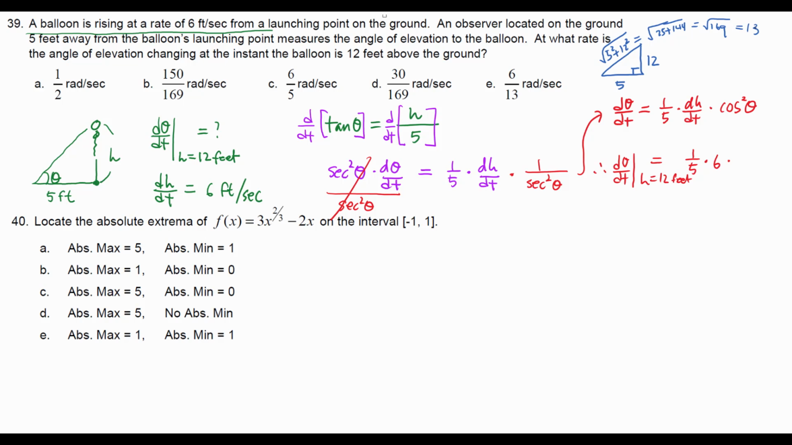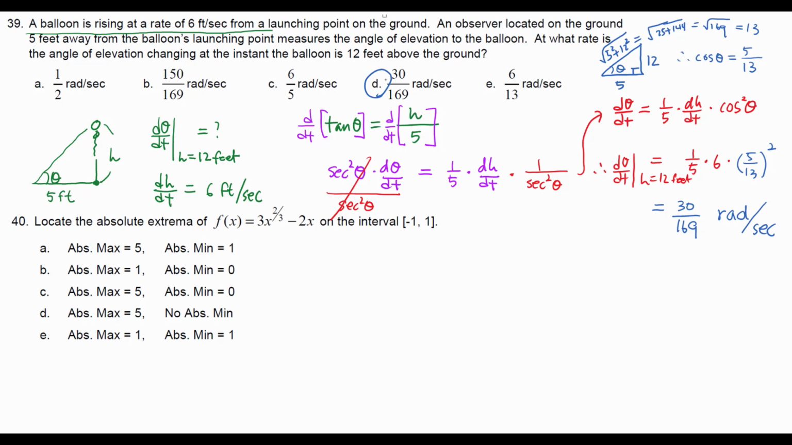So cosine theta then is, this is where the theta was, adjacent over hypotenuse. So it's 5 over 13. So cosine squared theta will be 5 over 13 squared. So when you simplify that, you will get 30 over 169. We're looking at the real number now. So obviously, we're dealing with real numbers. So radians per second. So the answer is D.